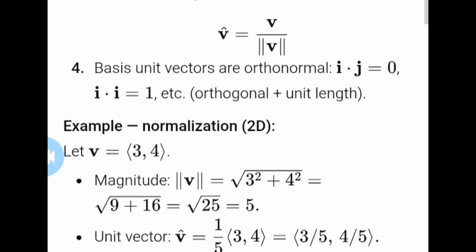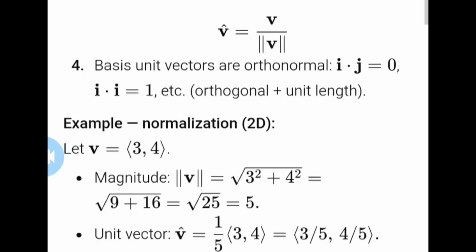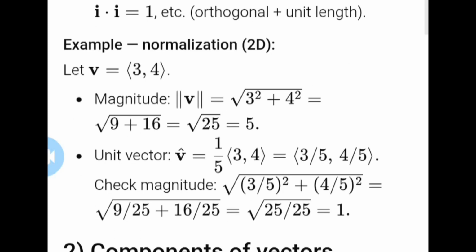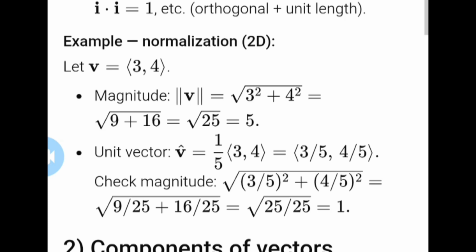Example, basis unit vectors are orthonormal. i dot j equals 0, which means if you multiply any two orthogonal parts of the unit vector, the resultant is going to be 0. If you multiply any axis of the vector with itself, the multiplication is going to be 1. Example, orthogonal plus unit length.